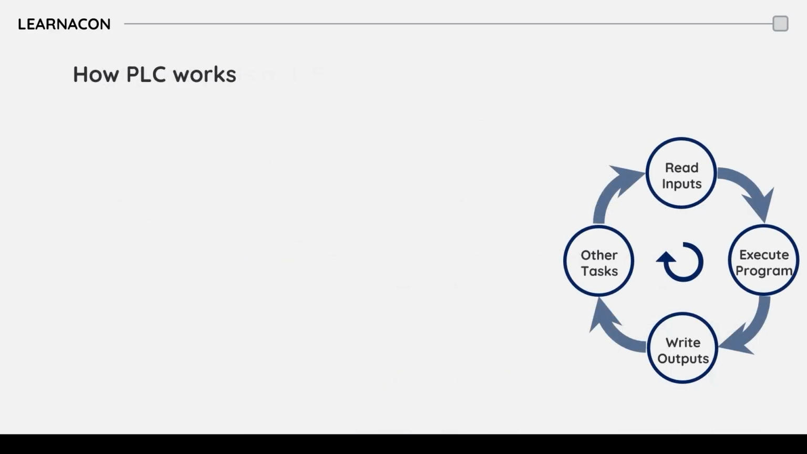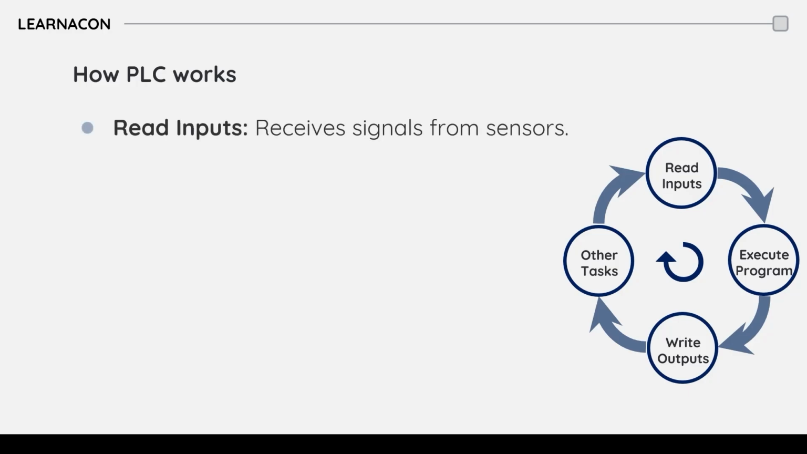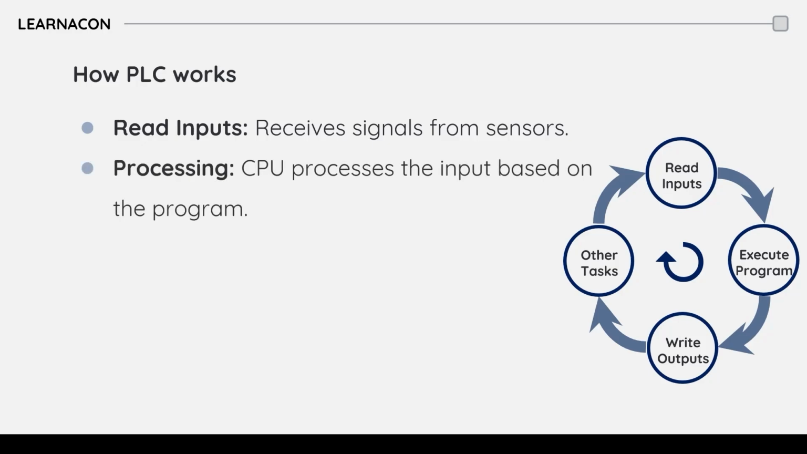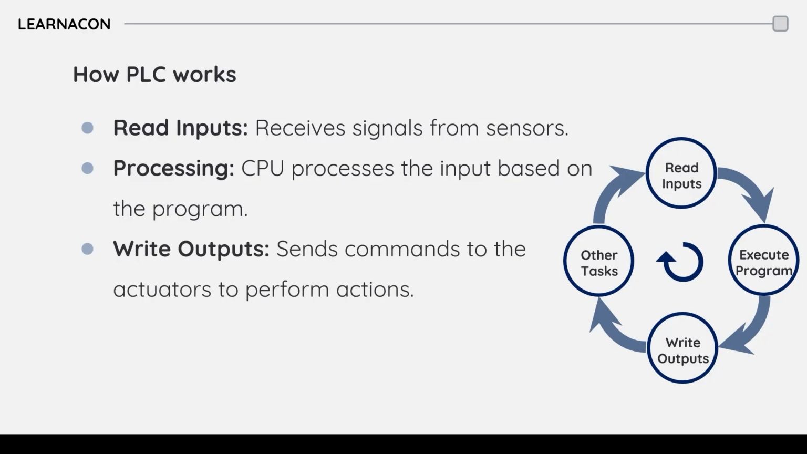Here is how a PLC gets the job done. First, the PLC receives signals from sensors. These inputs could be anything from temperature readings to the position of a switch. Next, the CPU, or the brain of the PLC, processes these inputs based on the program it's running. It decides what needs to be done. After processing, the PLC sends commands to the actuators. This could mean turning on a motor, opening a valve, or any other action needed.